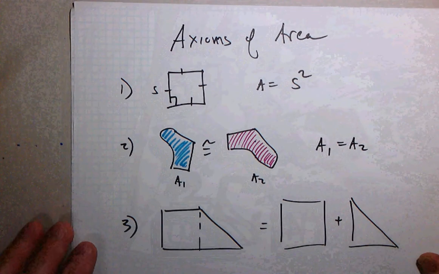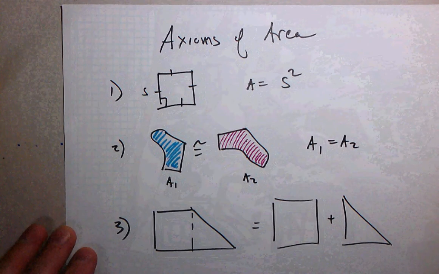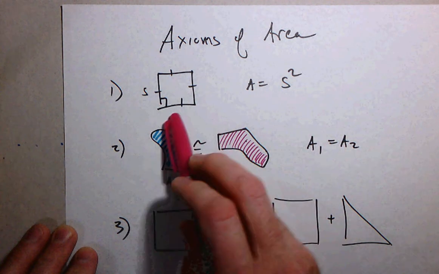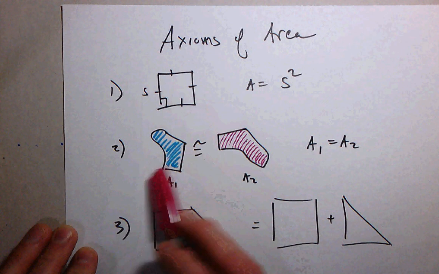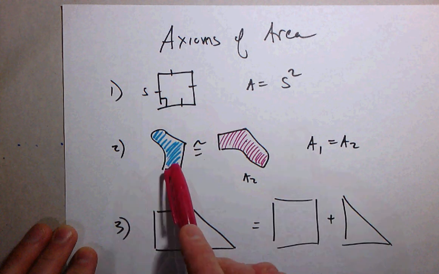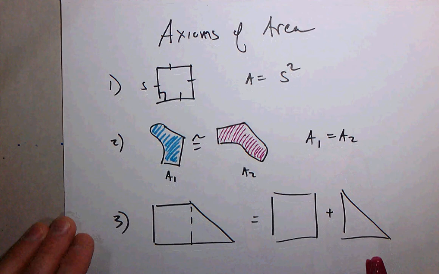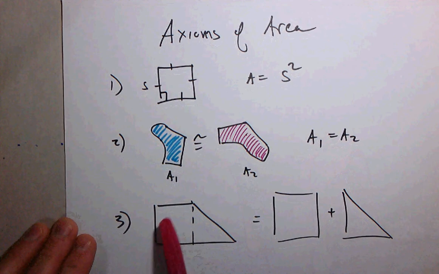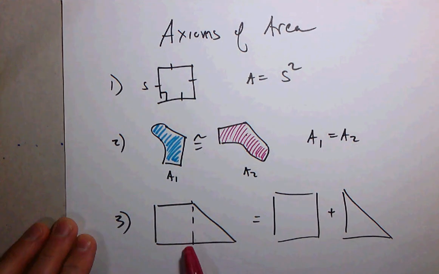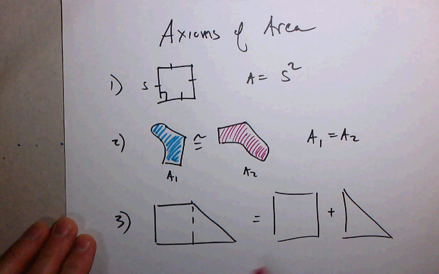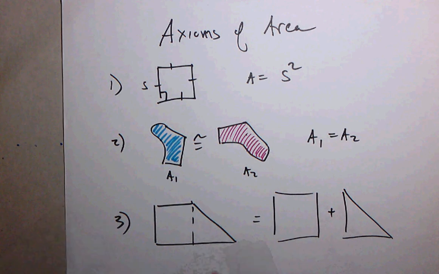And in fact, that gets to our axioms of area. There are three axioms or postulates of area that we adopt. The first is that the area of a square is its side length squared. The second axiom of area is that if two figures are congruent, then their areas must be equal. And then the third axiom of area is that if you have a figure and you dissect it into two pieces, then the area of the figure must be equal to the sum of the areas of the two pieces, assuming that they're disjoint, that they have no overlap.